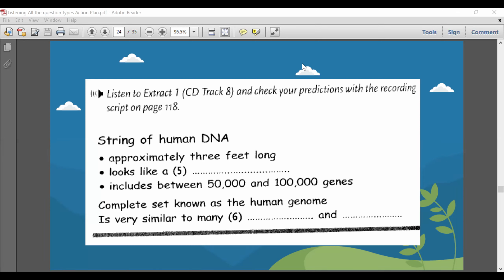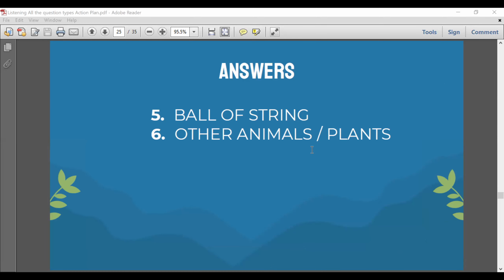And the answer of 6 is other animals, and afterwards you have to write plants. So the answer is going to be other animals and plants. Understood? Okay, so this is going to be your answer. This is your answer, I'm not going to repeat it. The answer of the 5th is ball of string and the answer of the 6th is other animals. In your notebook, since it is a single question's answer, you will write other animals, plants. Any questions, any doubt students? This was simple, so I'm not playing it again.